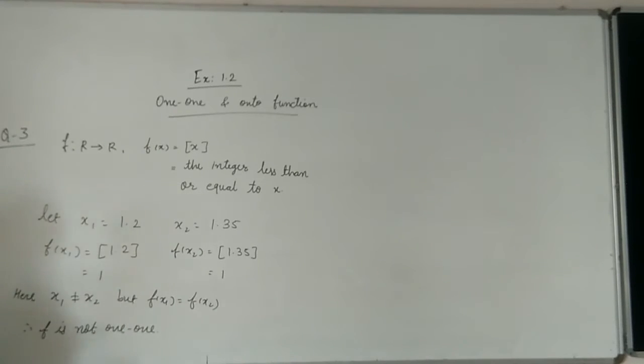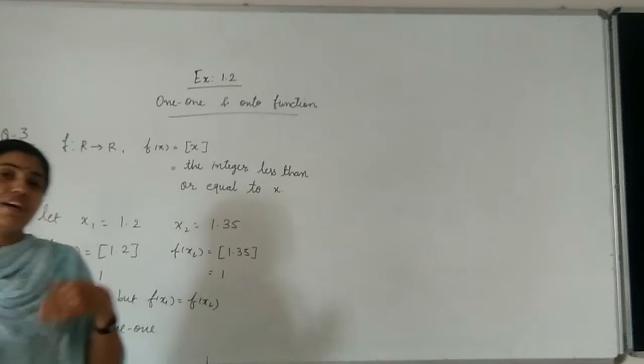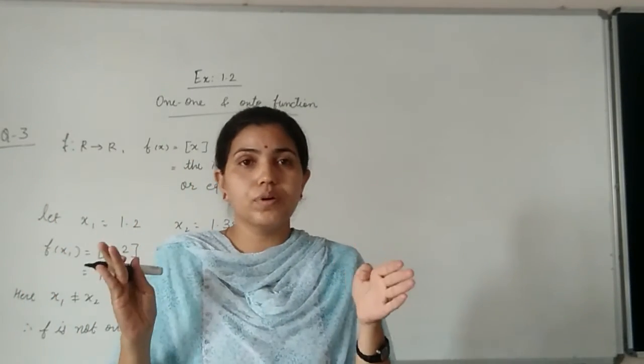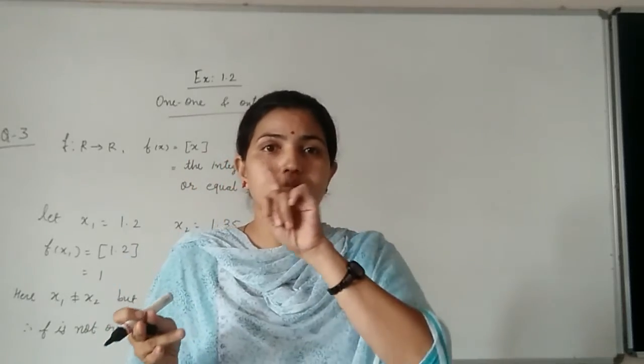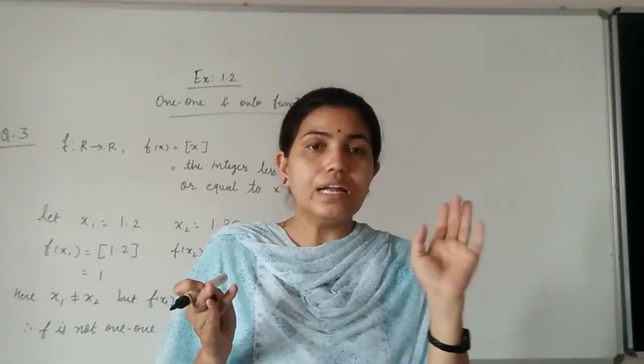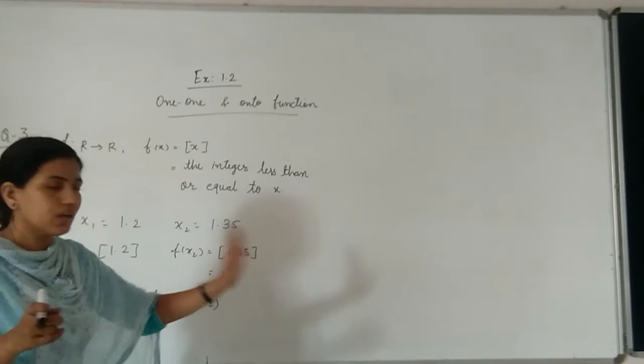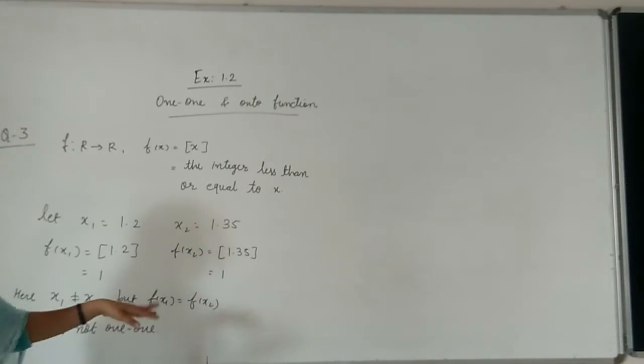So now is it clear, students, how it is not 1-1? Because there are 2 elements here, actually you can find infinitely many elements. You can take any real number between 1 and 2, and you will get the value 1 for each and every number. So f is not 1-1.